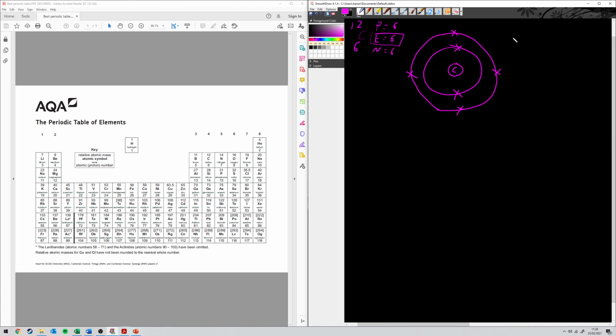There is another way to write that. This is called the shorthand notation. The electronic structure of carbon is 2, 4. What this says is I have 2 electrons on the first energy level and I've got 4 electrons on the second energy level.